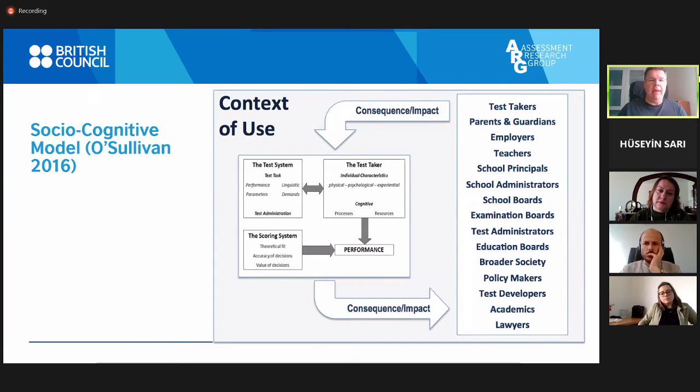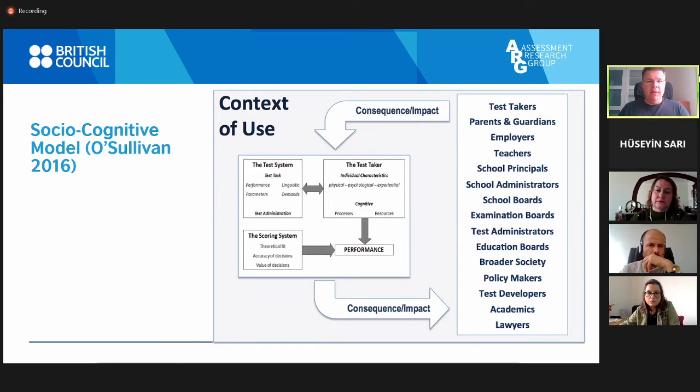And here we see the socio-cognitive model. It emphasizes, on the one hand, a kind of social context in which a test takes place, and also the cognitive side is what's going on inside the test taker. So what are their thought processes? What are they actually doing when they do the test?